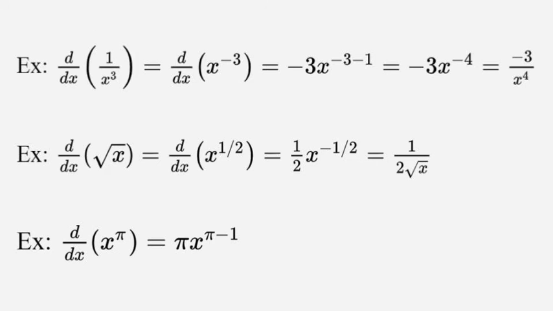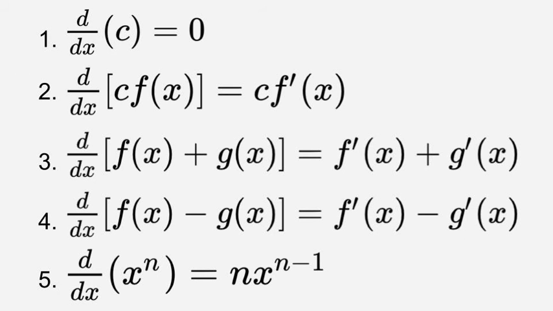Using the power rule, you're going to bring that pi down in front, and then subtract 1 from the power, which is just pi minus 1. And so the derivative of x to the pi would be pi x to the pi minus 1. Let's recap all of the derivative rules that we've seen so far.